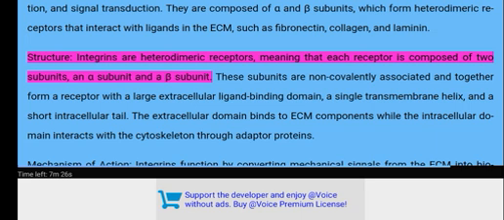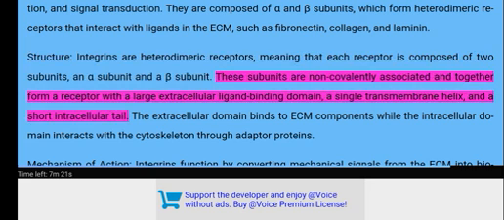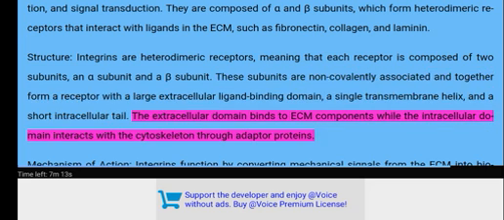Structure. Integrins are heterodimeric receptors, meaning that each receptor is composed of two subunits, an alpha subunit and a beta subunit. These subunits are non-covalently associated and together form a receptor with a large extracellular ligand binding domain, a single transmembrane helix, and a short intracellular tail. The extracellular domain binds to ECM components while the intracellular domain interacts with the cytoskeleton through adaptor proteins.